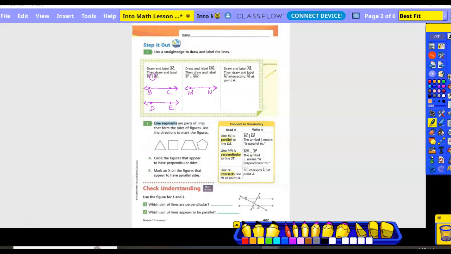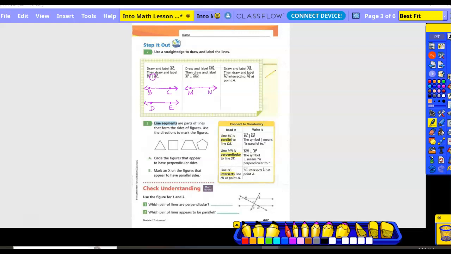Now, could you have drawn that instead of just horizontally? Could you have drawn that vertically as well? Yes. Okay, you could have drawn it either way. Then we're going to draw and label line ST so that it is perpendicular to MN. So what kind of angle do we have to get? What size? Perpendicular angles have what size of angle? A right angle that is 90 degrees, right?